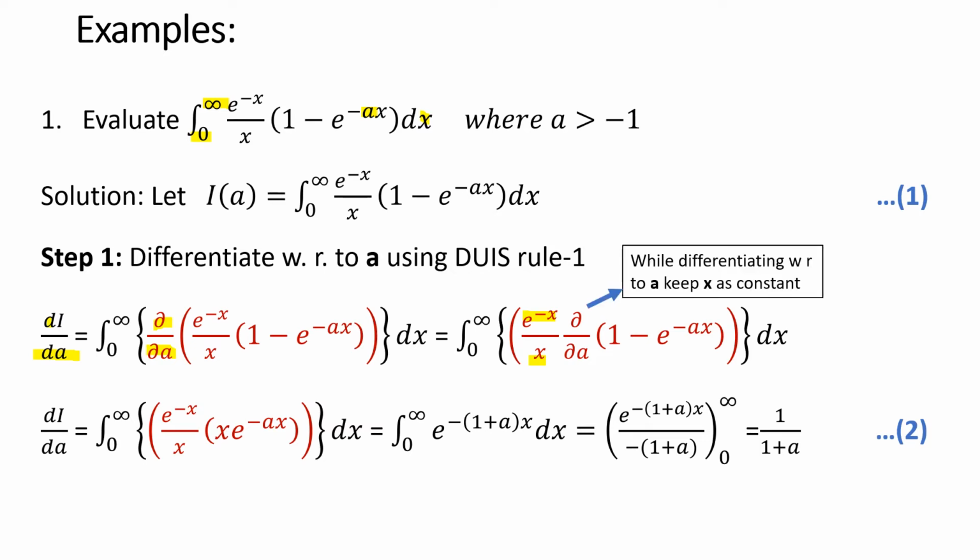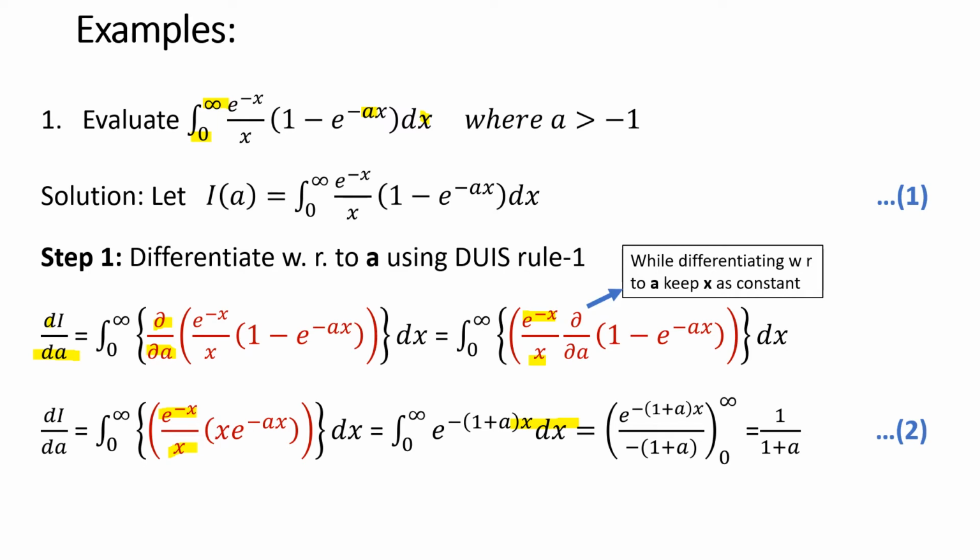Okay, so next step, e raised to minus x upon x as it is. Inside the bracket, the derivative of 1 will be 0, minus minus plus, x e raised to minus ax, because the derivative of minus ax with respect to a is minus x, that's why it is plus. Whole dx. Now x and x get cancelled and the exponential powers we add here. So it is e raised to minus x into 1 plus a, where x is common, whole dx as it is.